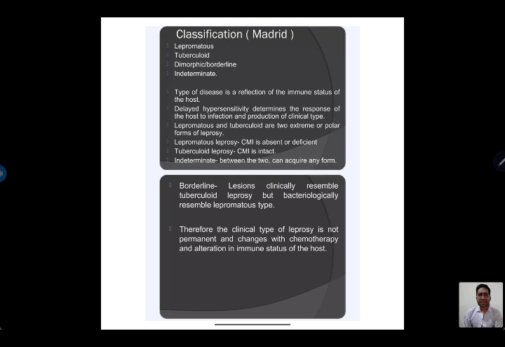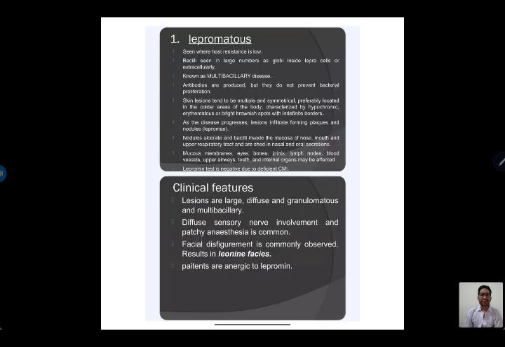In lepromatous leprosy, CMI is absent or deficient. In tuberculoid leprosy, CMI is intact. Intermediate between the two can acquire any form. The borderline lesions clinically resemble tuberculoid leprosy, but bacteriologically resemble the lepromatous type. Therefore, the clinical type of leprosy is not permanent and changes with chemotherapy and alteration in the immune status of the host.